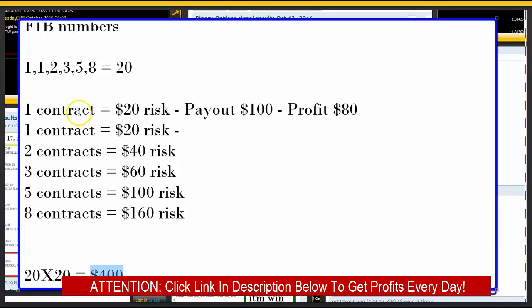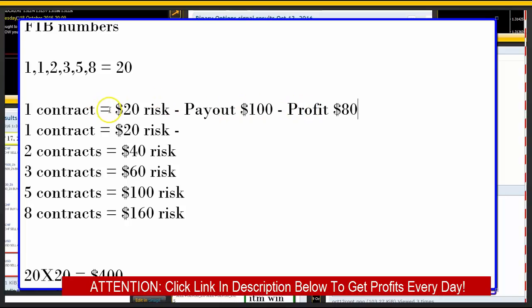However, let's say there's a series of trades that come out, and then you decide, okay, I'm going to start my trade series now. Whenever I get an OTM win, it starts the whole series over. If you put on one contract for $20 risk, we'll go high with $20 risk, and the payout is $100, your profit is $80. If you win, the series starts over.